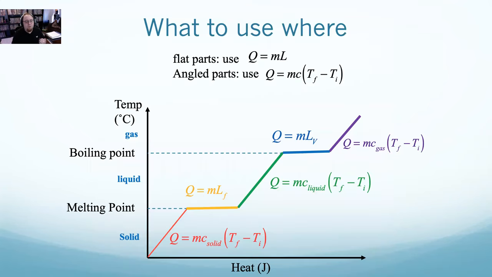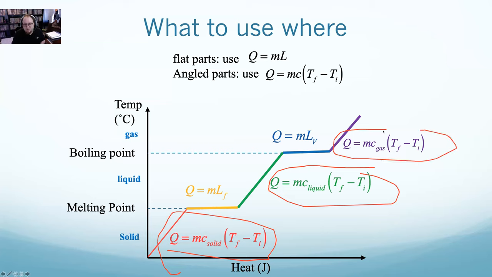In general, if you want to find the heat required to change the temperature of one object from one place to another, this will be your guide. You'll have to use multiple equations, and which equations will depend on what range you're doing. There will be an equation for the change in temperature of a solid, an equation for the change in temperature of a liquid, an equation for the change in temperature of a gas, but also an equation for each phase change.